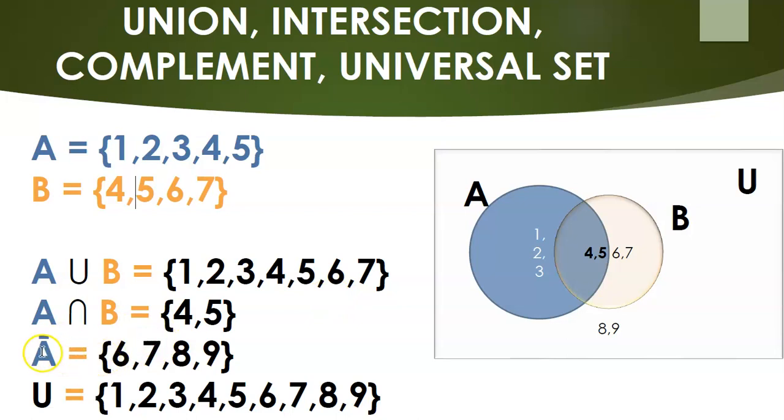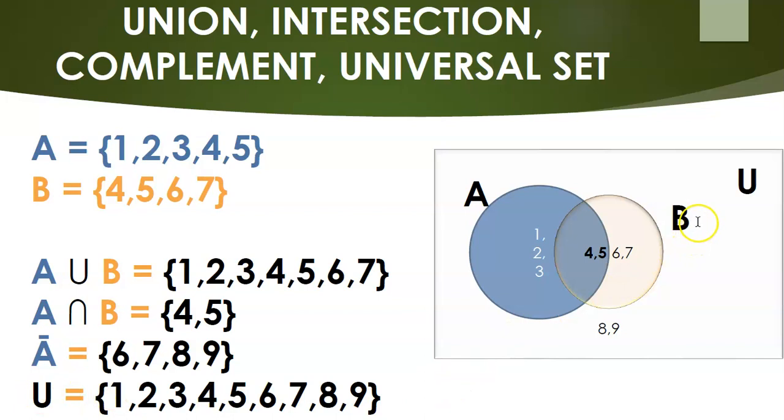Now what's a complement? The complement is denoted by this symbol, A bar, and it is all the elements that are not in A. So all the elements not in A are 6, 7, 8, 9. Please note you also include the elements 8, 9, as I'll come back to that when I discuss the universal set.